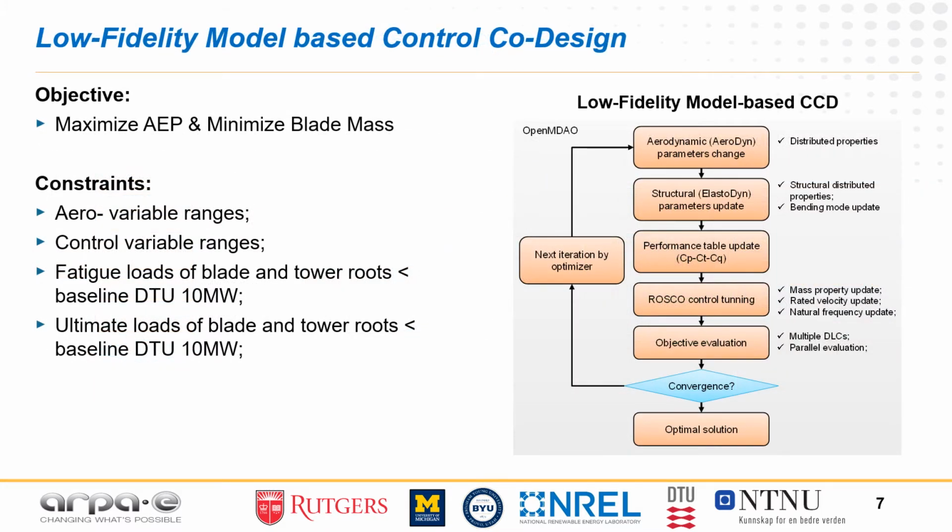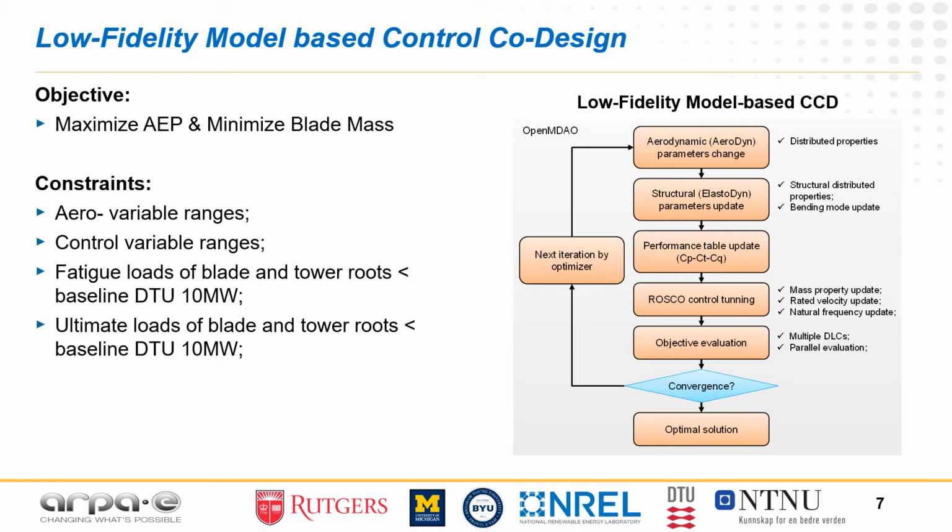Using an OpenFAST-based turbine model, a control code design framework is developed as shown in the figure. In this framework, aerodynamic parameters are selected as design variables. For example, blade chord and twist distribution in AeroDyn can be varied. Next, the structure model is updated and the controller is retuned to the new system. The process is repeated until the optimization criteria is reached.